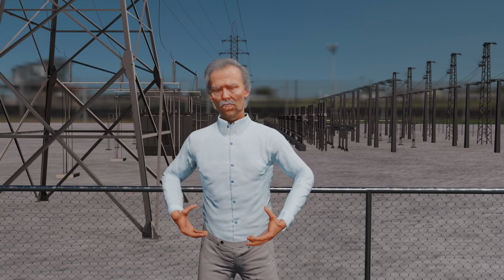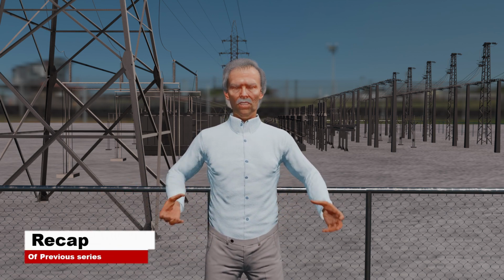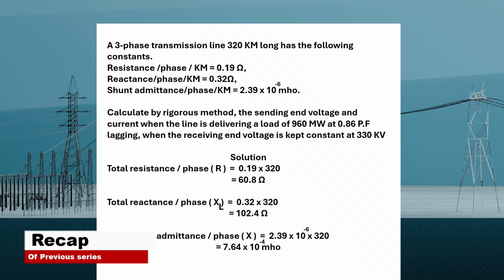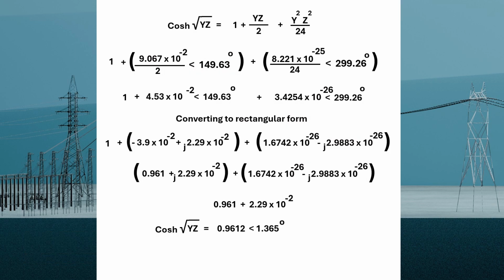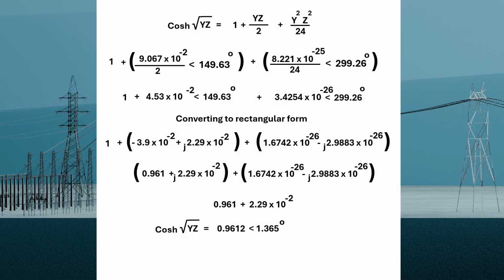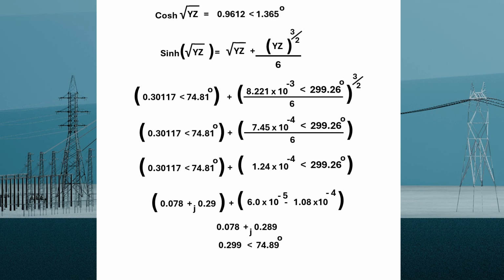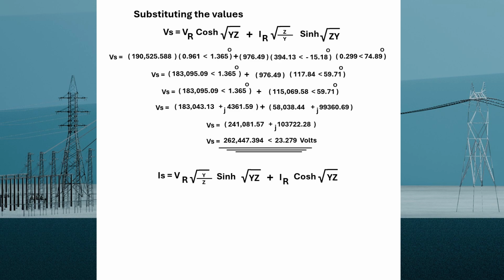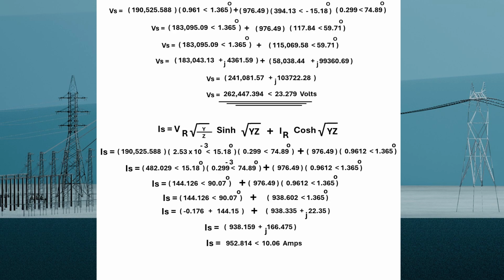Welcome to the continuation of our series on using rigorous methods to analyze long transmission lines. In our previous video, we explored the approximate method, also known as the convergence series method or complex angle method. We applied hyperbolic functions, specifically the hyperbolic sine and cosine, which were derived from the line's impedance, admittance, and conductance. These functions helped us solve for the sending end voltage and current of the transmission line.